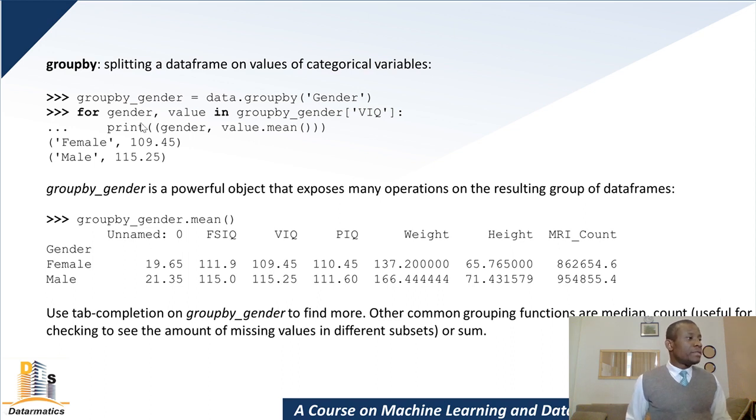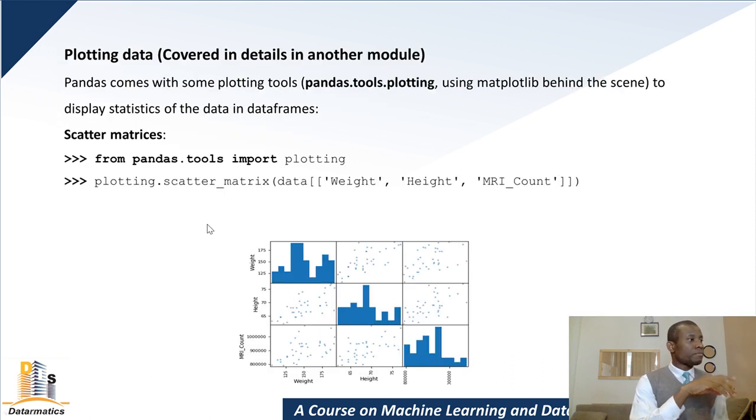Splitting data using group by: group by gender is equal to data.groupby gender. For gender, value in group by gender VIQ, I'm not going to get involved in all this. I will rather say take some time to practice it by yourself, run through the codes here, because although it's necessary, this is not the focus of this class.